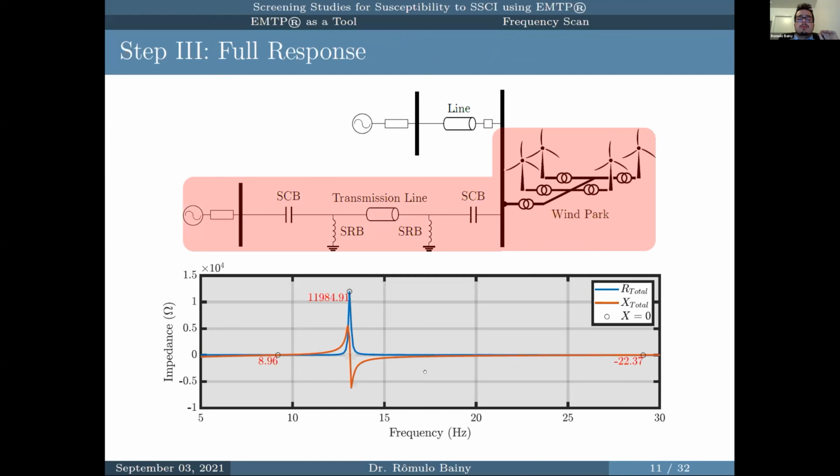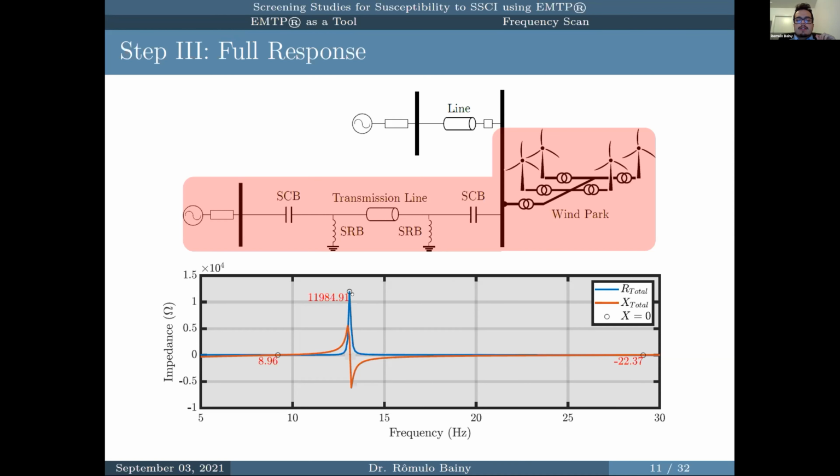For the red here is our reactance, and the blue is our resistance. If we go to step number 3, we are combining the grid, our series compensated transmission line, with the wind park, which is a situation that is more likely and more susceptible to have the SSCI. We're going to combine these two. And then here we have the combined curves for the reactance in red and for the resistance in blue.